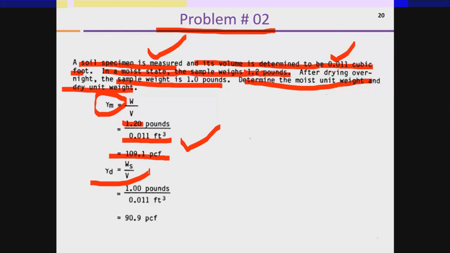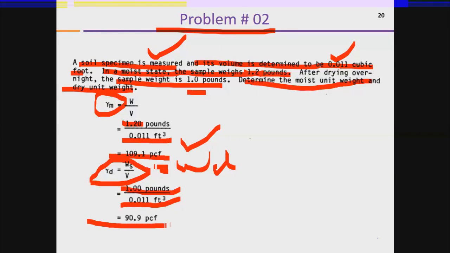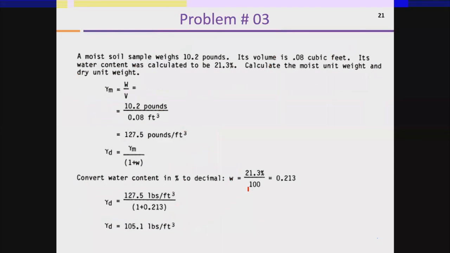Now, if you are talking about the gamma D value, then in gamma D you will be using the weight of soil solids, which is known as the weight of dry soil. After drying overnight by using the ASTM oven drying method, the weight is 1 pound. So you will use this 1 pound divided by the volume of the solids, which is 0.011 cubic feet. This equation will give us the dry unit weight of the soil as 90.9 pounds per cubic feet. Got it? Now, numerical number 3.